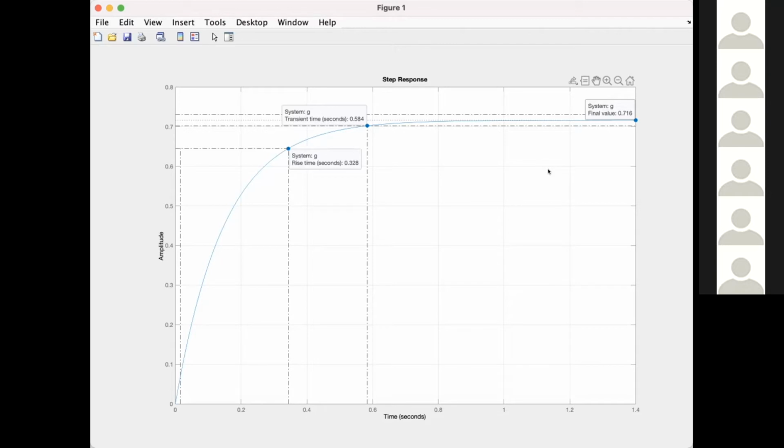63% multiply by 63%, darab dengan 0.716. Berapa? How many? 63 divided by 100 multiply 0.716 gives 0.45. So find the amplitude, 0.45. Then we plot from there and then tarik sampai bawah.